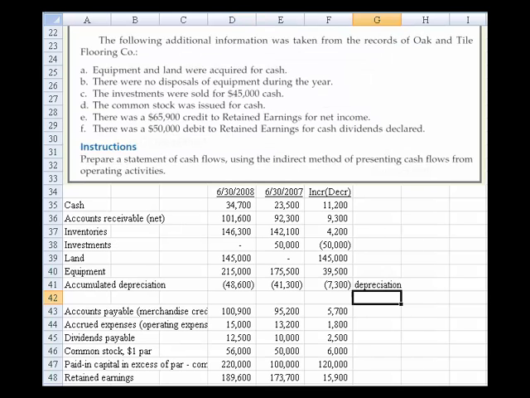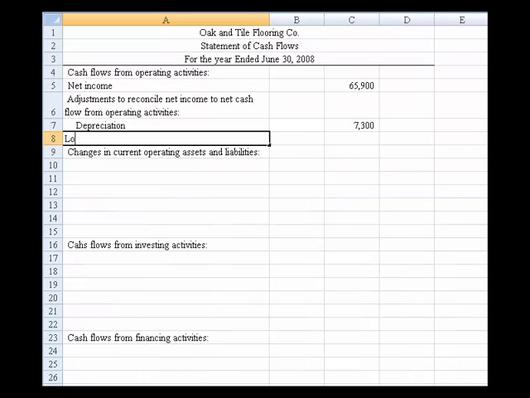Okay, now let's take a look and see if we have any other non-cash items that hit the income statement. It says the investments were sold for $45,000 of cash, and if we look, we had $50,000 of investment that went out the door. So we know $45,000 was cash proceeds, so we must have lost $5,000 on the sale. Now you see I'm accounting for all of the change. So we'll come over here and we'll write in loss on sale of investments.